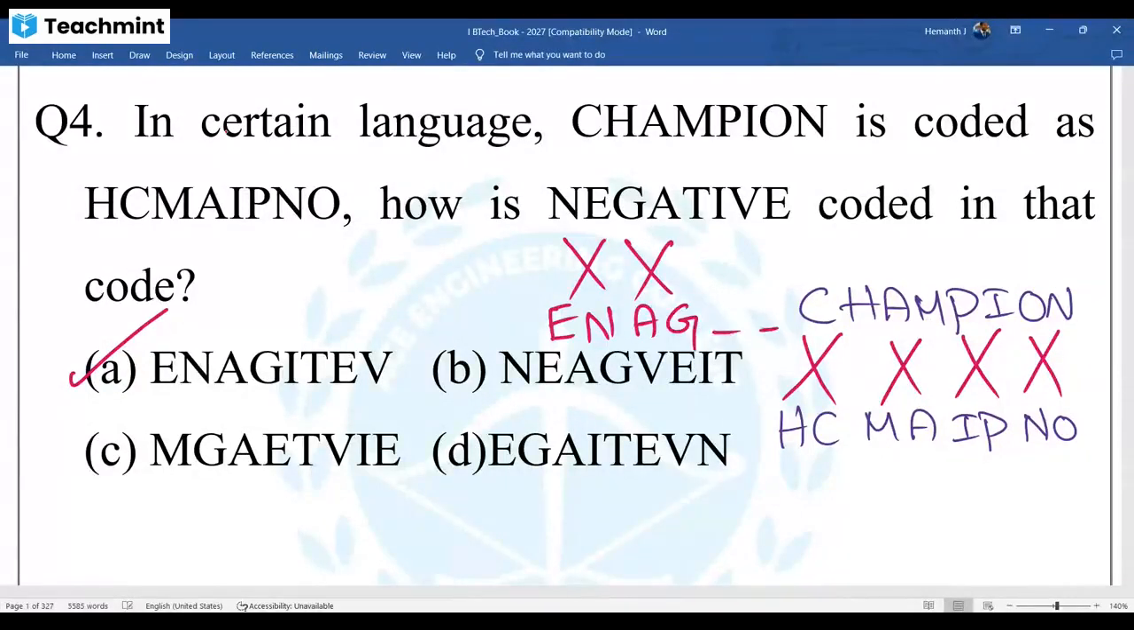ENAG. So it is like that. So with ENAG, we have an option. I'm going with option A.